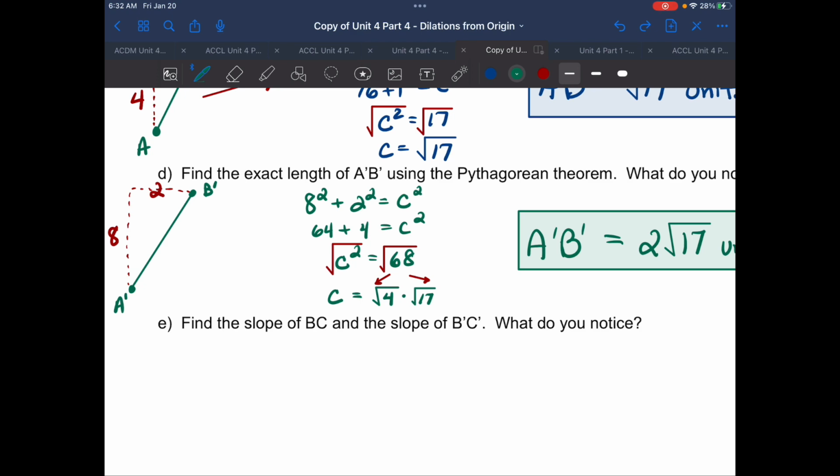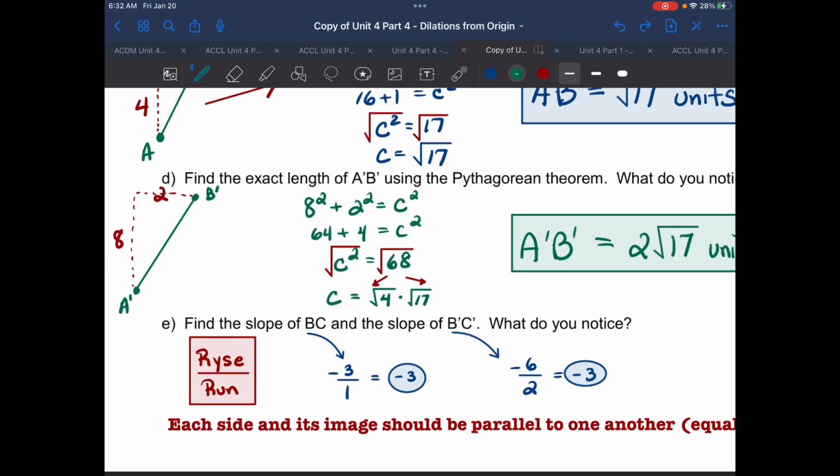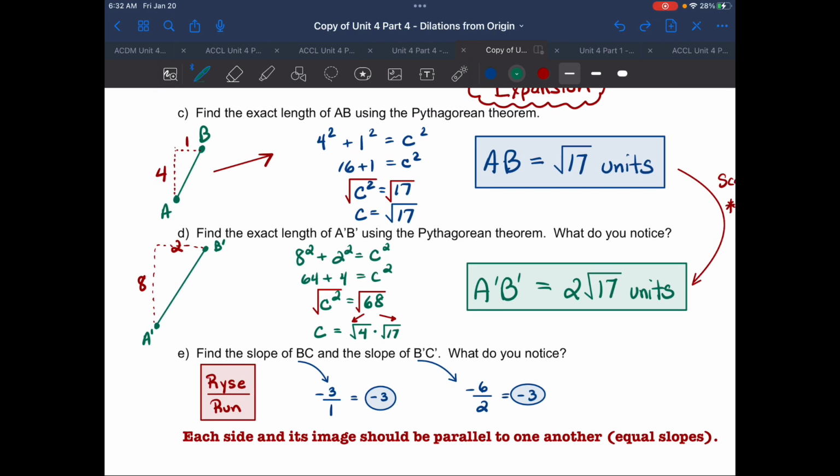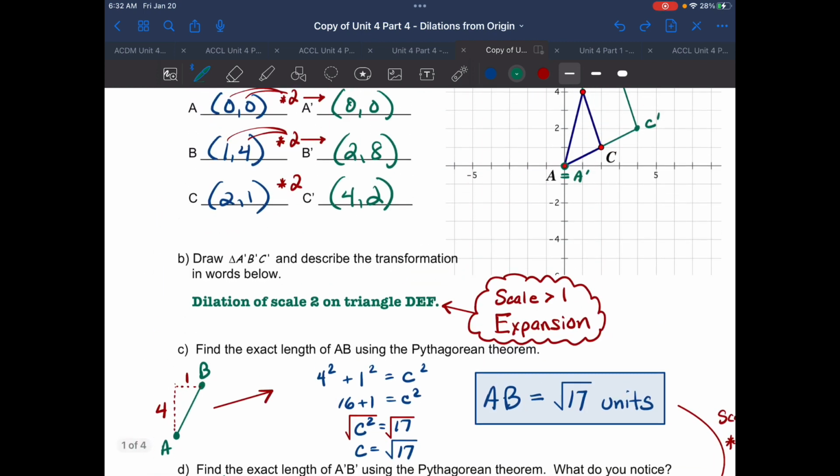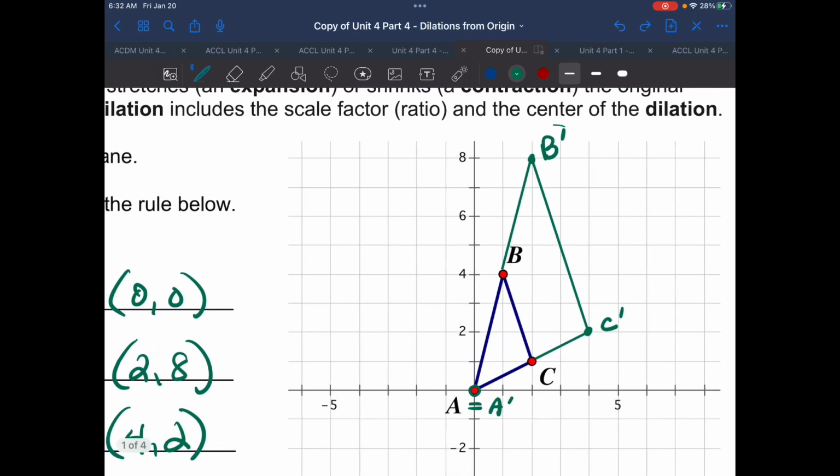Now B prime C prime turns out to be double that, right? In order to go from B prime to C prime, you'd actually have to move down 6, right 2. Let's go take a quick look at that, right? Here's B prime, here's C prime. So you would have to come down 6, right 2, which was double what we had from B to C.